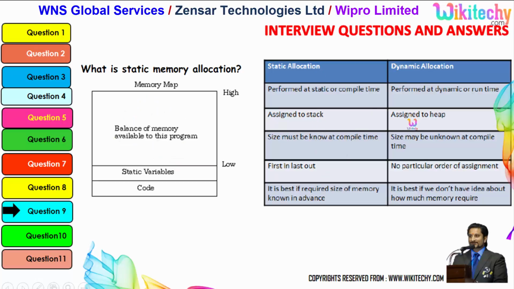Here is a straightforward difference. Static allocation is performed at static or compile time, whereas dynamic allocation is performed at dynamic or runtime. This is assigned to the stack, that is assigned to the heap. The size must be known at compile time, whereas it will be unknown at compile time. First in, last out, whereas there is no particular order of assignment. Static is best if the required size of the memory is known in advance. Over here, it is best if you don't have an idea about how much memory is required.